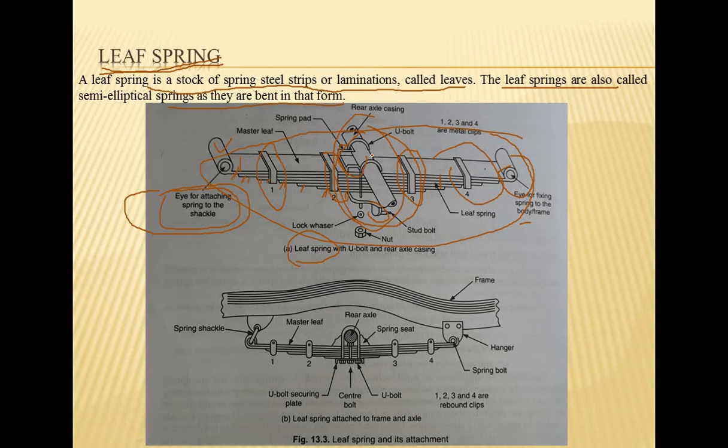Further, the leaves are lubricated with a special graphite-rich oil manufactured by some oil companies and other industries. The lubrication is done with a specially designed grease gun. When we talk about the lubrication, special grease guns are used. These are designed to supply grease for the lubrication inside the leaves.